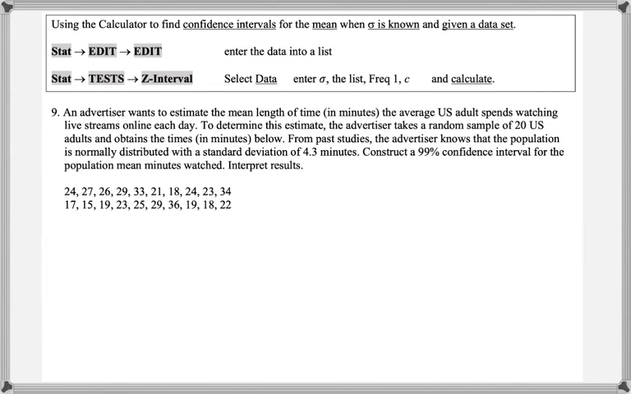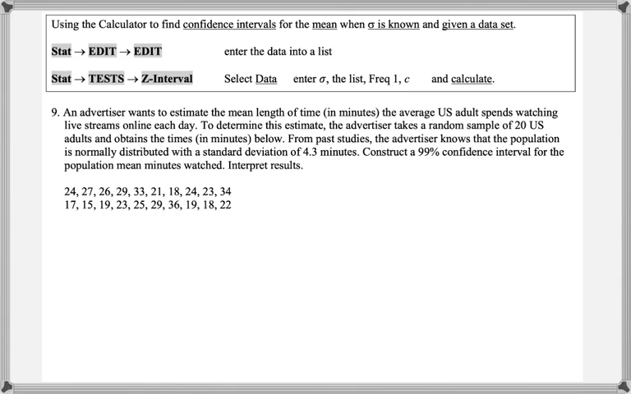Next, we are going to use the calculator to find confidence intervals for the mean when sigma is known and when we are given a dataset. So we first need to enter in the dataset, so we have to go to stat edit, and then we want to go to the zinterval command, but this time select data instead of stats.